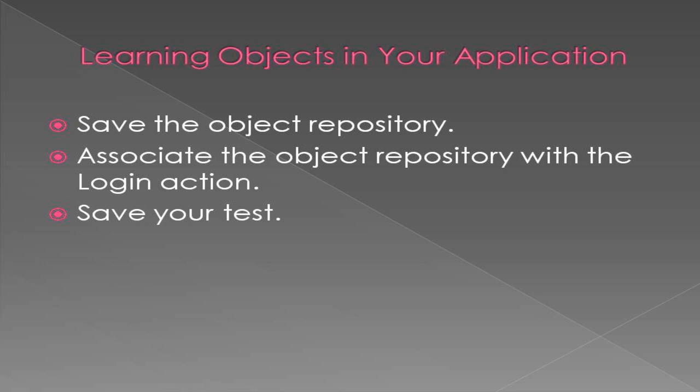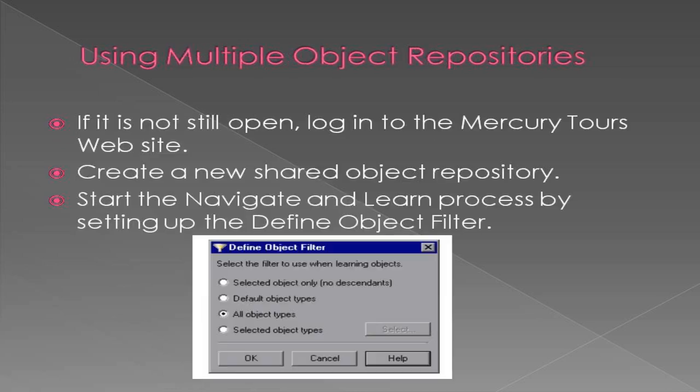The object repository is now associated with the login action, and is displayed in the Resources pane as a child of that action. Associating an object repository with an action enables you to use any object from that repository in any step in the associated action. 12. Save your test: choose File, Save, or click the Save button. In the previous section, you created a shared object repository for the welcome page of the Mercury Tours website.